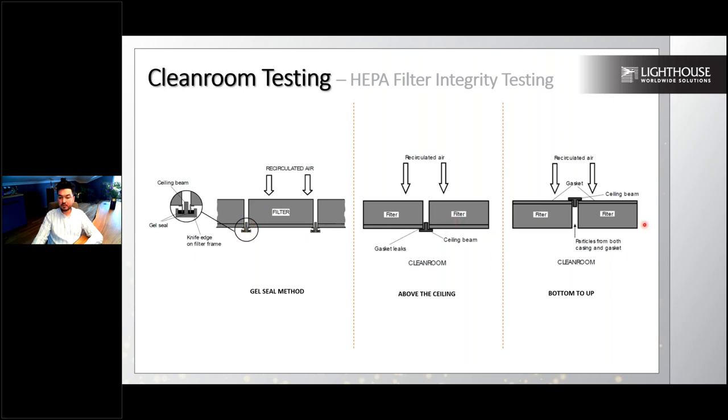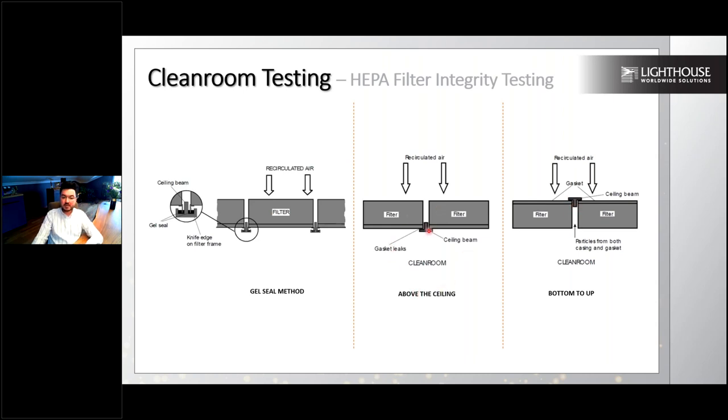But if it's above the ceiling or if it's a bottom-to-top installation, you will not be able to scan between filters, because the particles will be coming from the ceiling beam to the filter gasket, accumulated between these two points. So what you can do is scan this area. From the first time, you'll be getting the particles which are accumulated between filters, but you should expect it to give you 0% if there's no leakage. But if you keep getting leakages, this means there is a gasket leakage on top of your filter.